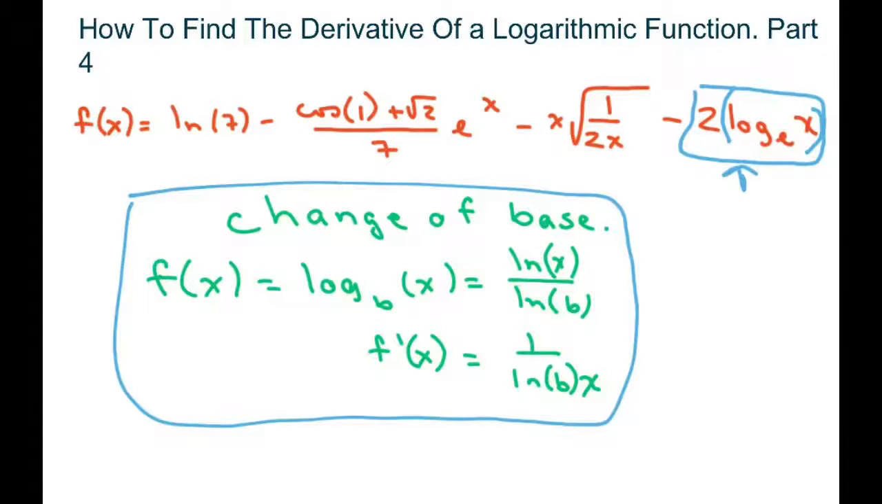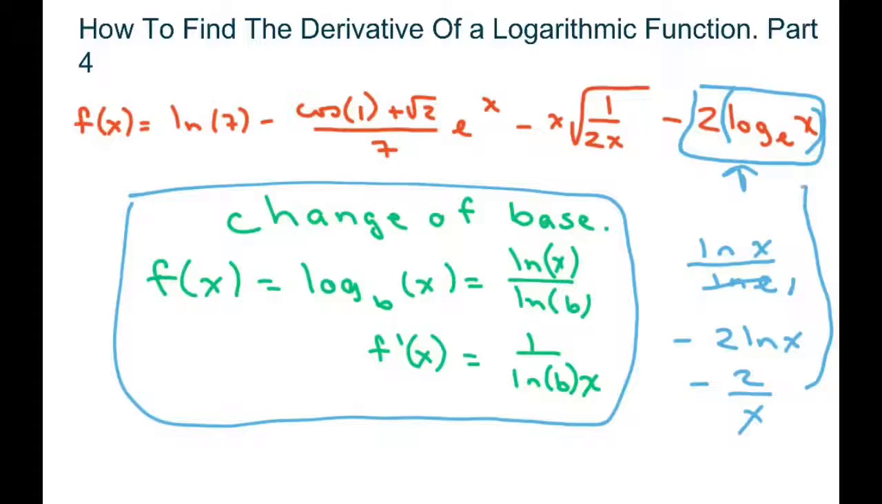That would be ln of x over ln of e. So ln of e is just 1. So basically you're just taking the derivative of 2 ln of x, and the derivative of that is just going to be 2 over x. So we already took the derivative of that.